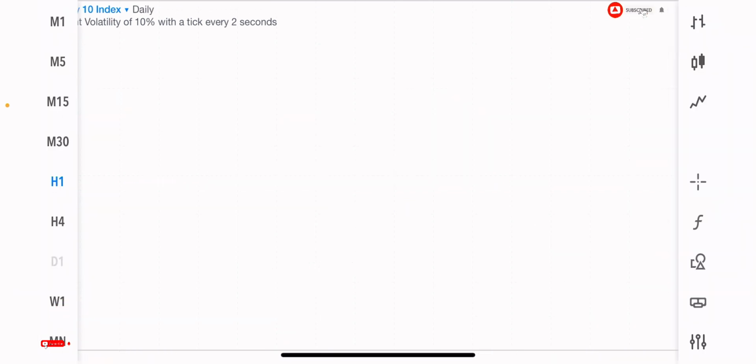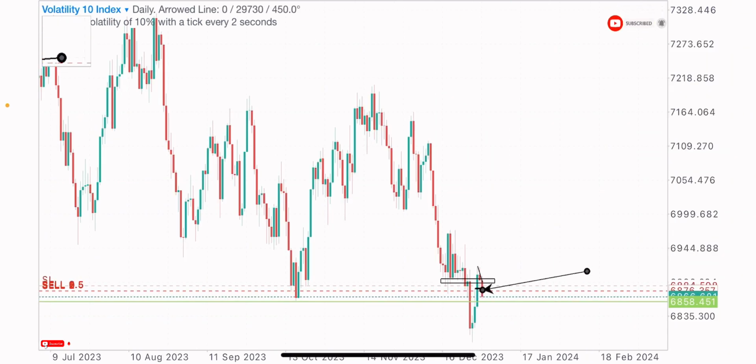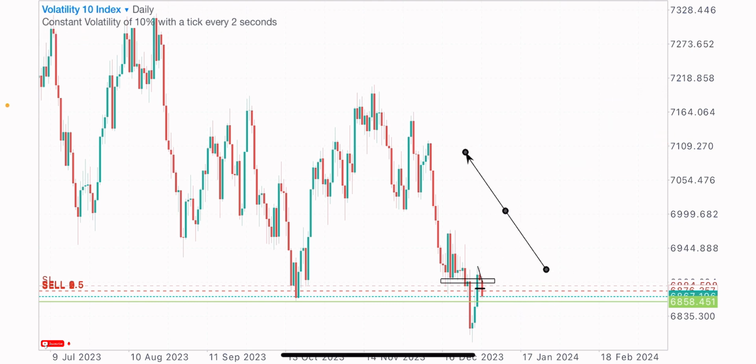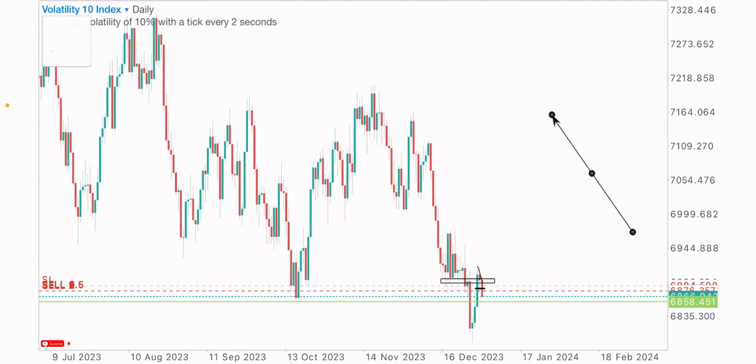So firstly, I went to the daily time frame because whenever I want to look out for trade opportunities, whenever I want to analyze the market, I start from the high time frame. It can be the daily time frame, the monthly time frame, or the weekly time frame. So here on the daily time frame, you can see that this index has been on a downtrend.